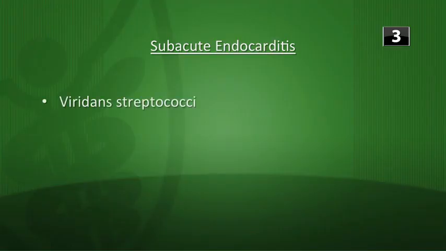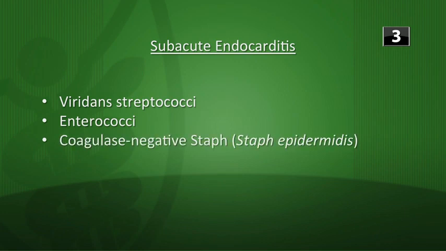Next question. What organisms are most commonly implicated in subacute endocarditis? So think of viridans streptococci, enterococci, and then sometimes the coagulase negative staph, specifically Staph epidermidis.